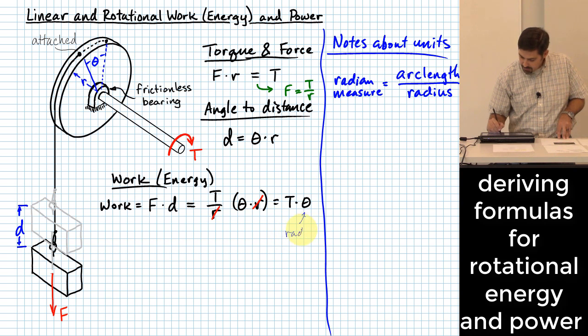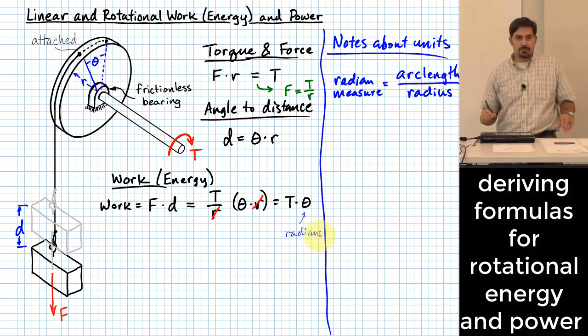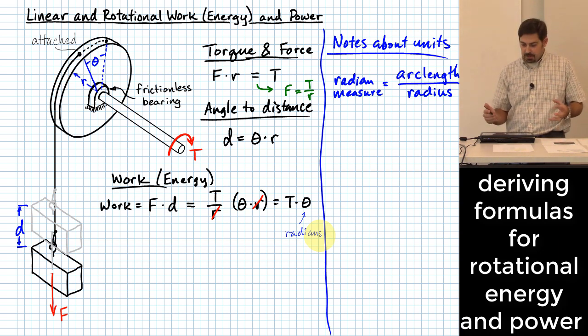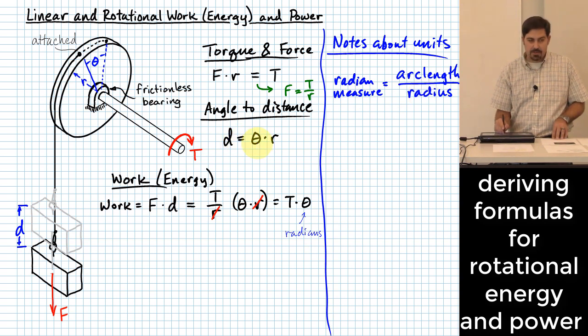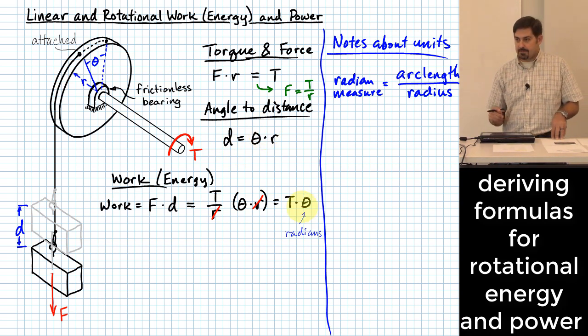Why? Because that was integral to our little discussion here, right? That was integral to how we justified making that move of having D equal to theta times R. Theta had to be measured in radians for that to work, right? So make sure that you're measuring that theta in radians.